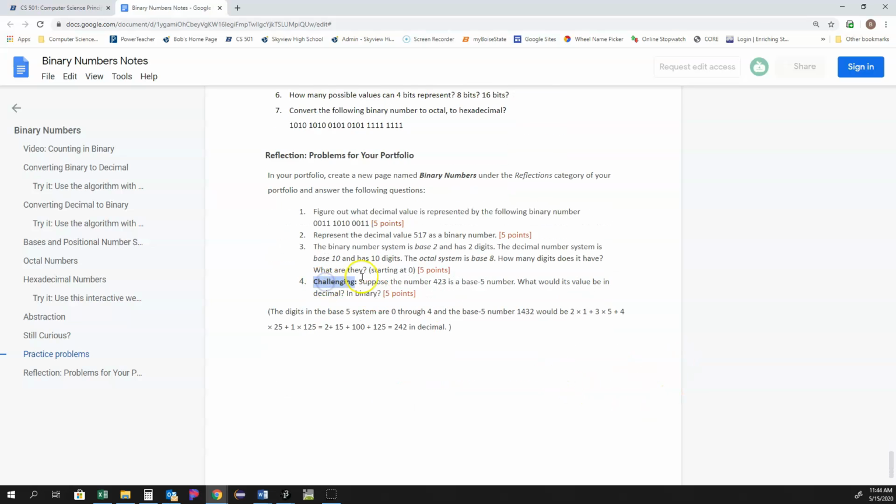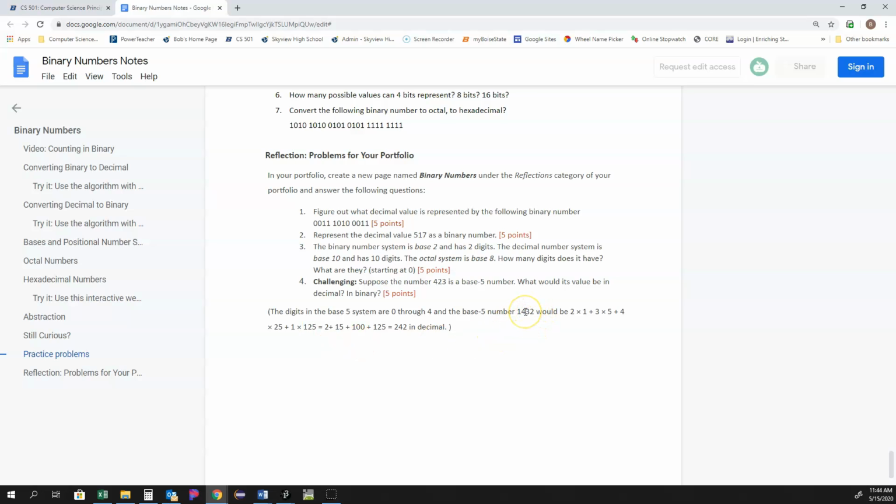And this challenging one here says, suppose we're dealing with a base 5 number system. Here's an example of how to convert 1,432 from a base 5 system to a decimal system. So the 1s place in base 5, remember, those are the place values. Each one jumps up by a factor of 5. So we'll have a 1, 5, 25, 125. The next one would be 625, etc.